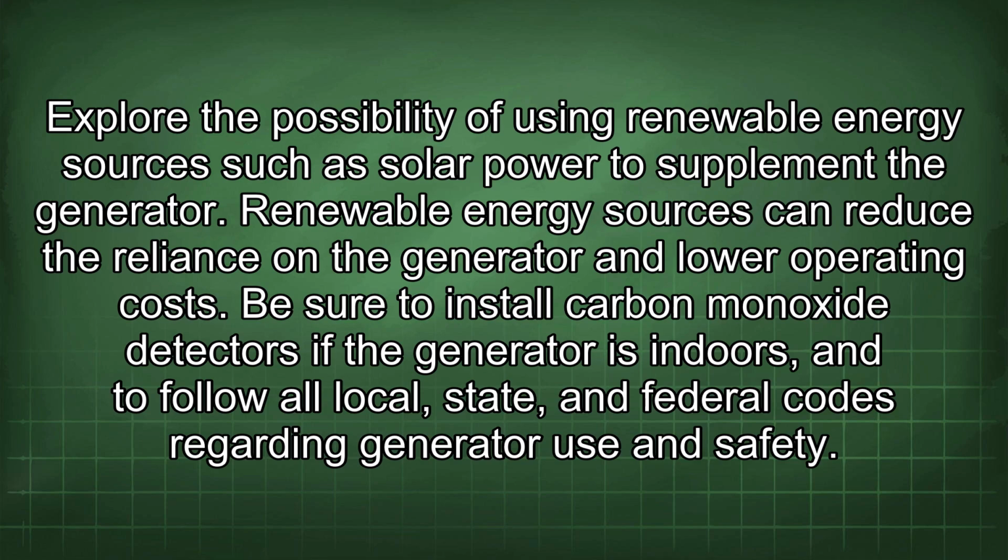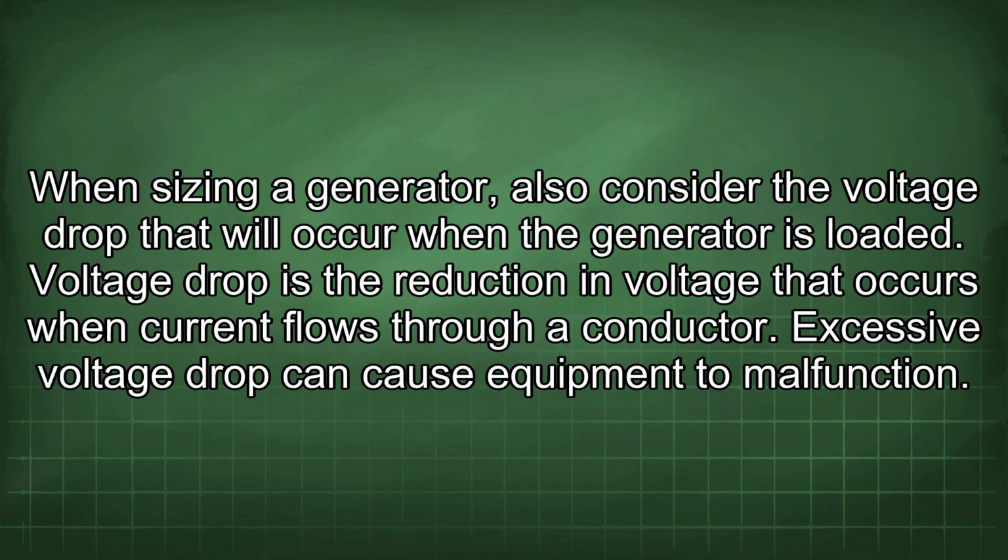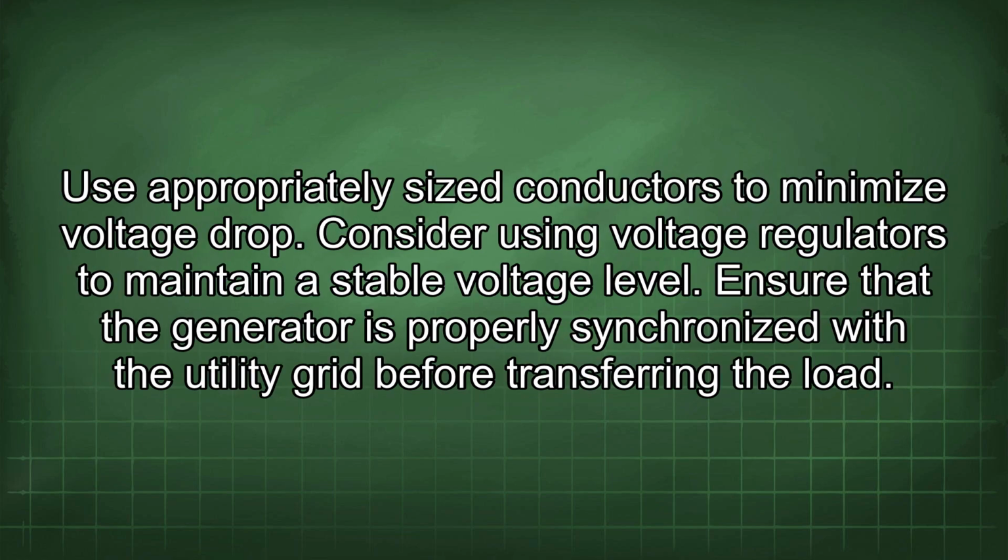Be sure to install carbon monoxide detectors if the generator is indoors, and to follow all local, state, and federal codes regarding generator use and safety. When sizing a generator, also consider the voltage drop that will occur when the generator is loaded. Voltage drop is the reduction in voltage that occurs when current flows through a conductor. Excessive voltage drop can cause equipment to malfunction. Use appropriately sized conductors to minimize voltage drop. Consider using voltage regulators to maintain a stable voltage level.